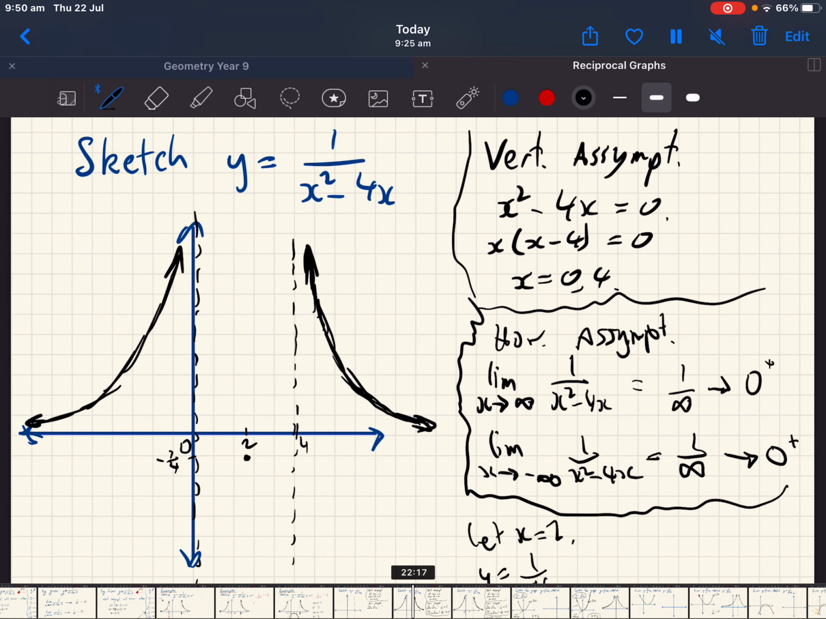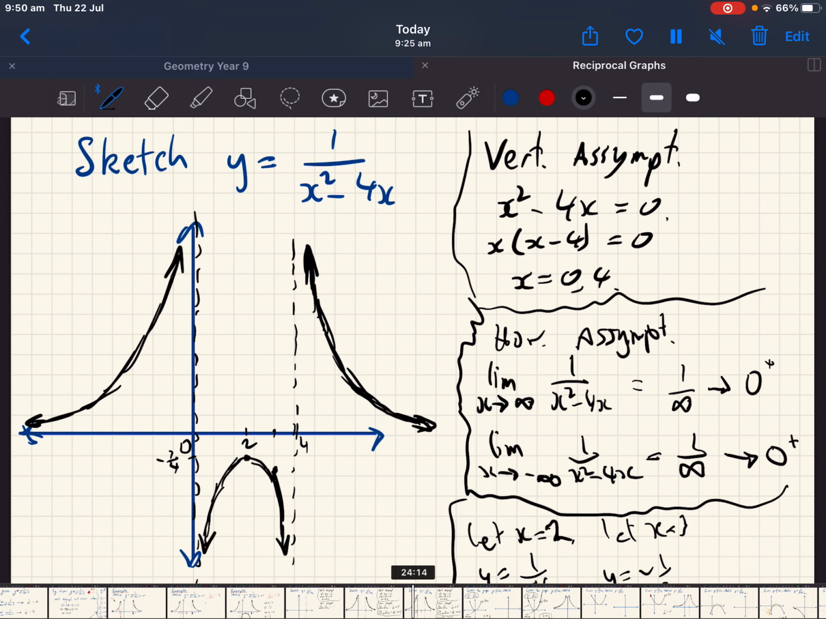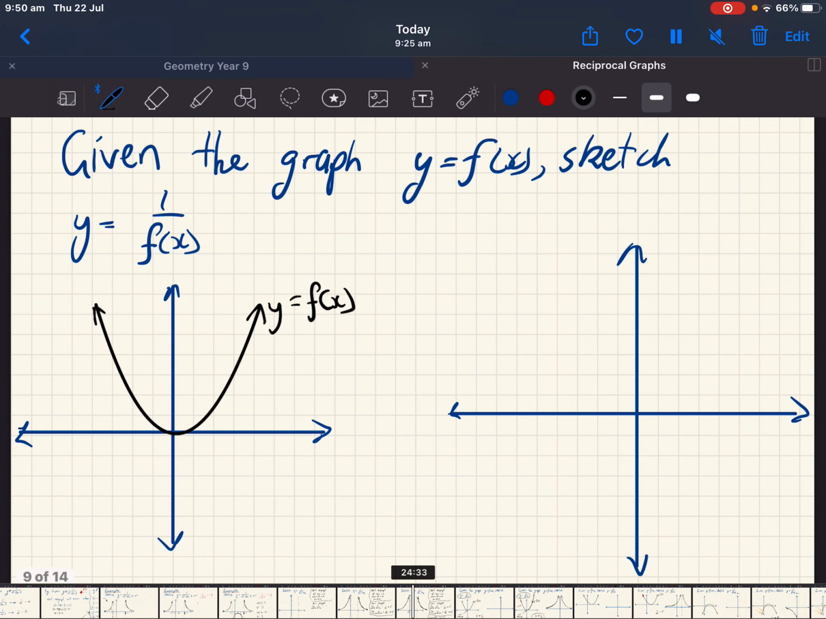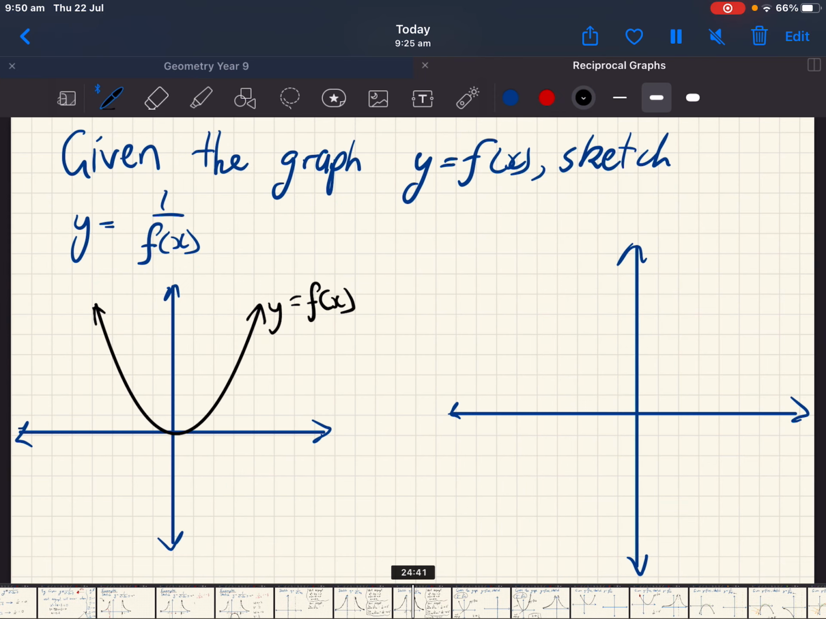Okay, and again, just sub in values either side of it. Once you sub in the value x equals 2, just sub in the values either side of it, 3 and 1, and it will tell you whether it's going up or down.